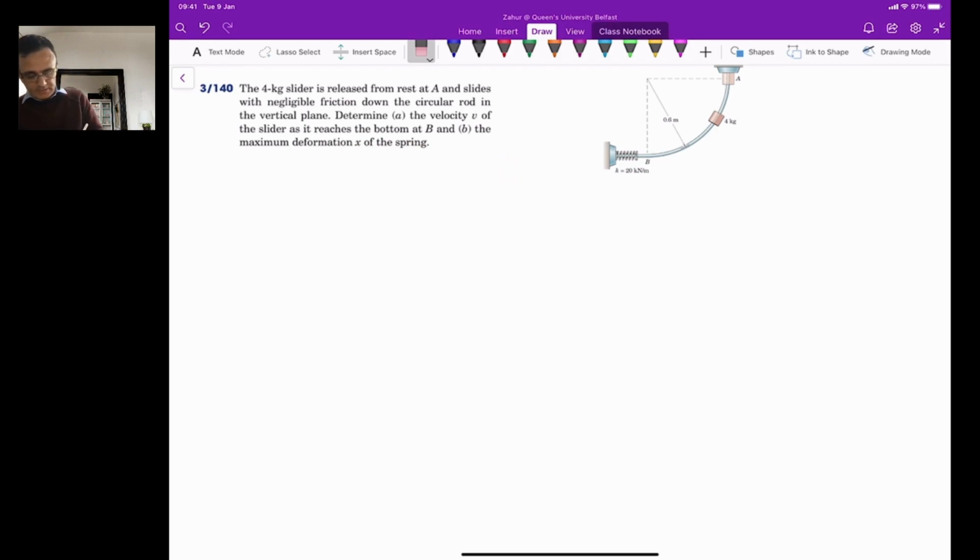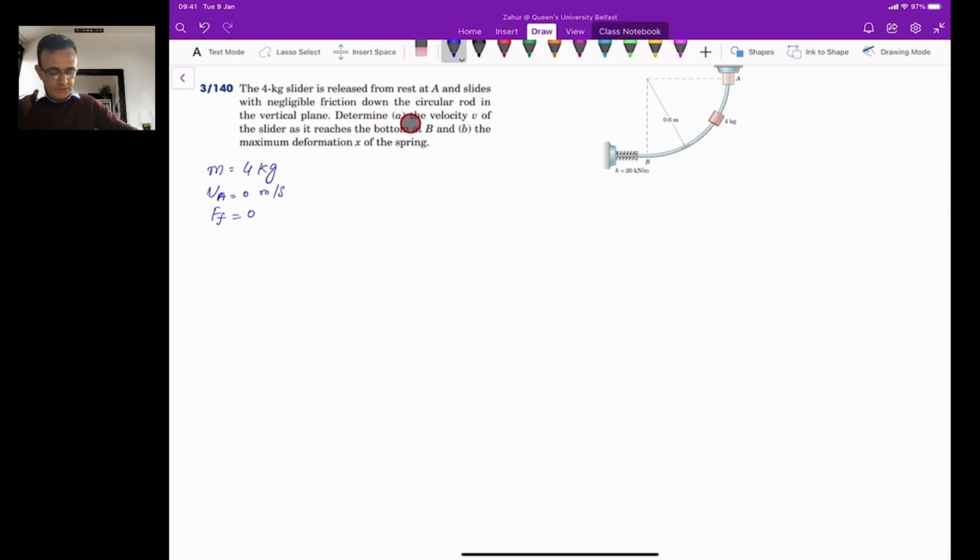So the given data here is M, which is 4 kilogram, and it is released from rest at A. So this means that the velocity at A is 0 meter per second, with negligible friction down the circular rod in a vertical plane. So this means that the friction is negligible, so the friction force will be 0.